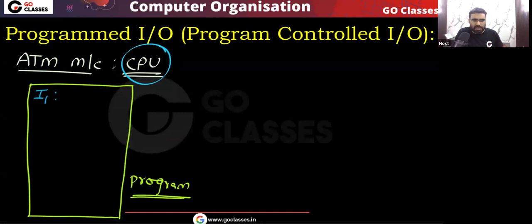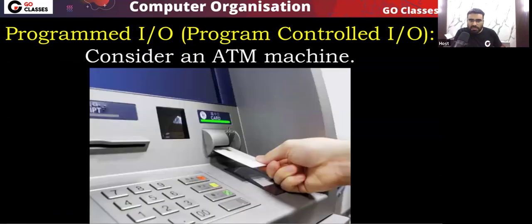Now, in this program, what is the first instruction? Can anyone tell me? The first instruction is this: the ATM machine, this CPU, is continuously checking the status of... see, this, okay, what is this called, where we insert the ATM card? What is this called? Tell me where we insert the ATM card.